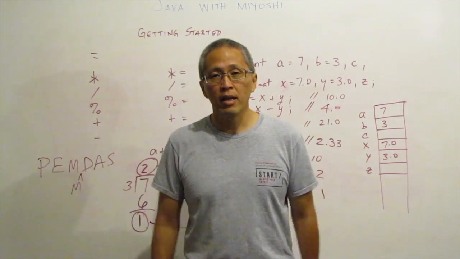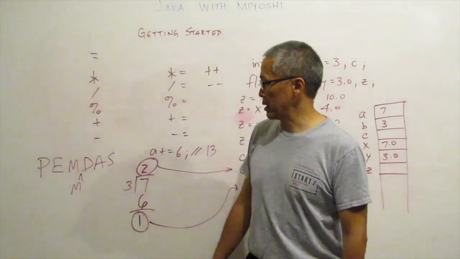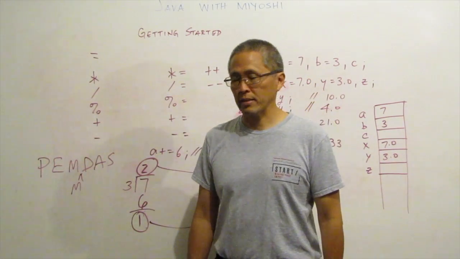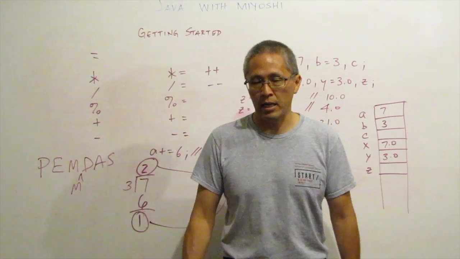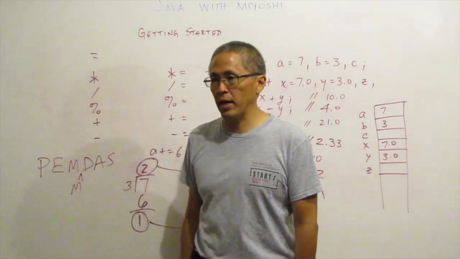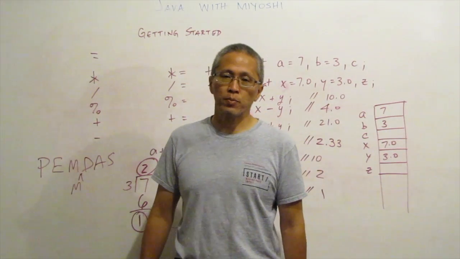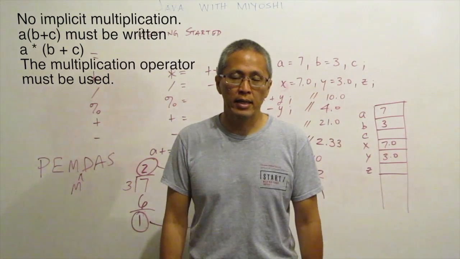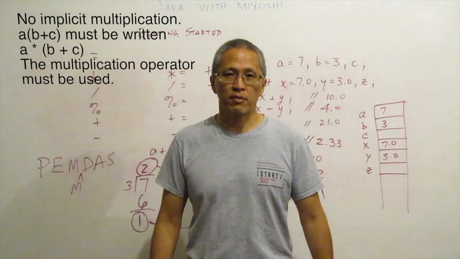Oh, and one other thing, there are no implicit multiplications in programming of any kind, at least not that I know of, for sure not in Java. If you want to multiply and you have parentheses, you have to make sure you put that multiplication symbol in there. Something I've seen over and over again, and I still sometimes miss it, just like some of you will.